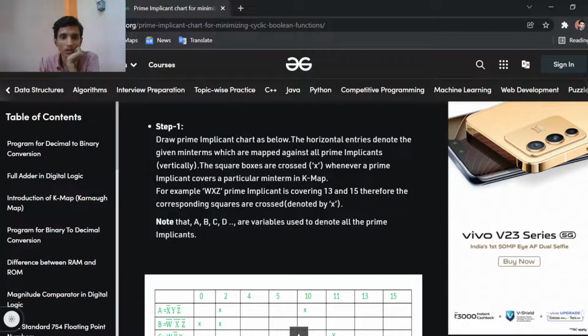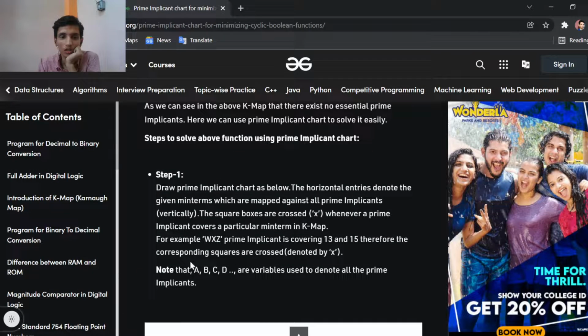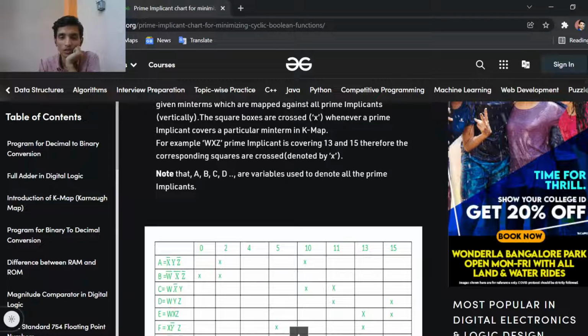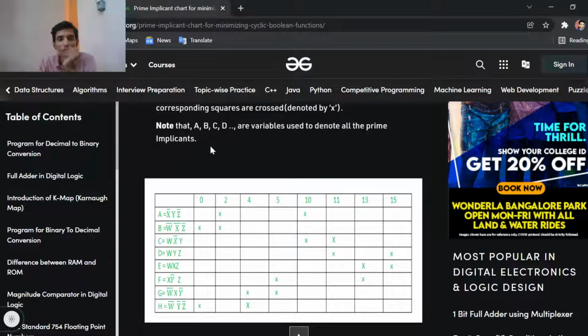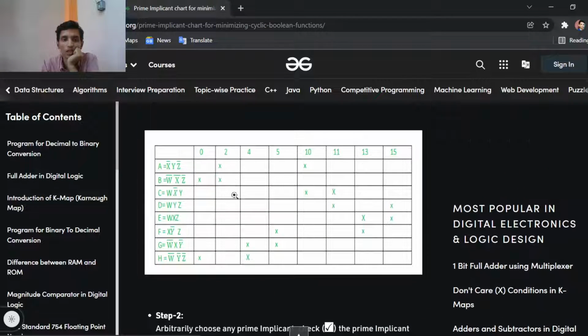For example, the WXZ prime implicant is covering 13 and 15. We can see that WXZ covers 13 and 15, therefore the corresponding squares are crossed, denoted by X. This is the convention; whatever we want, we can take, but here we are taking X. Note that A, B, C, D are variables used to denote all the prime implicants. Here is the prime implicant chart.